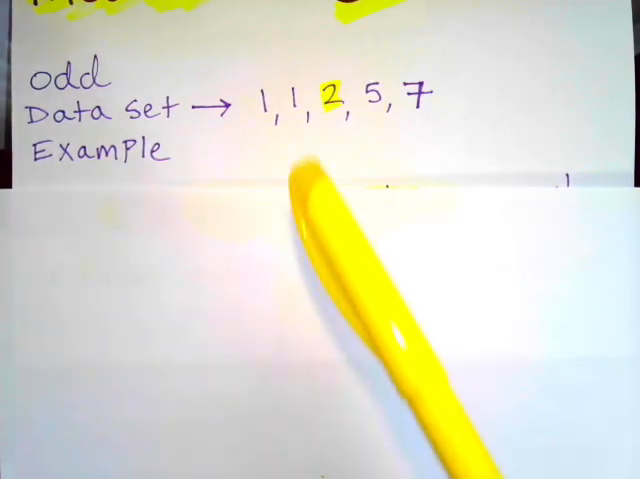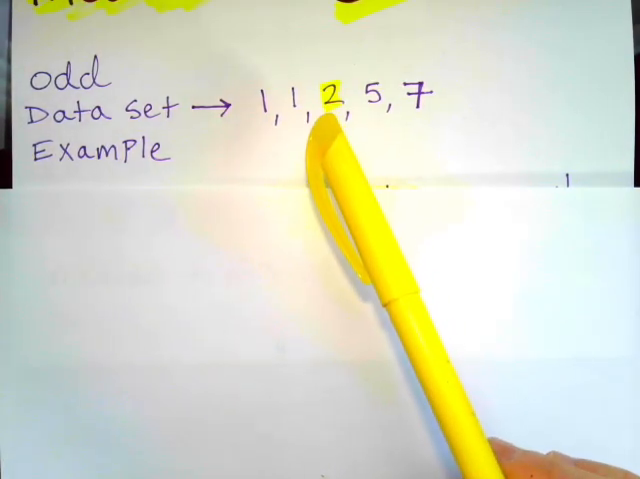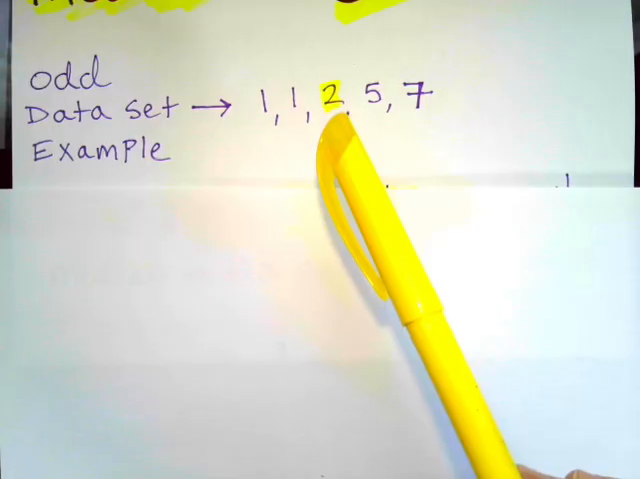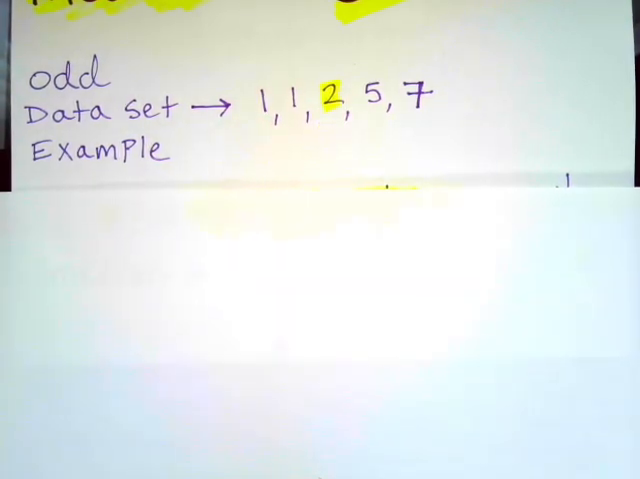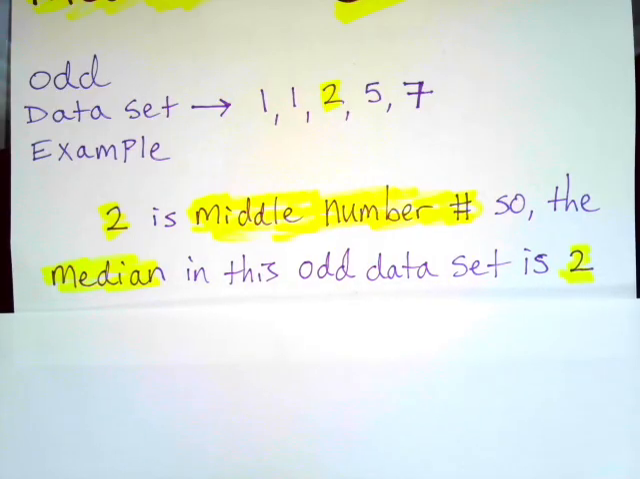And so you don't need to add the middle numbers. You have an odd number. The median is the middle number in an odd data set. So I'm going to show you that here. 2 is the middle number. So the median in this odd data set is 2.